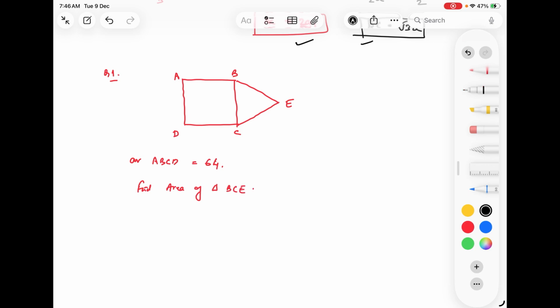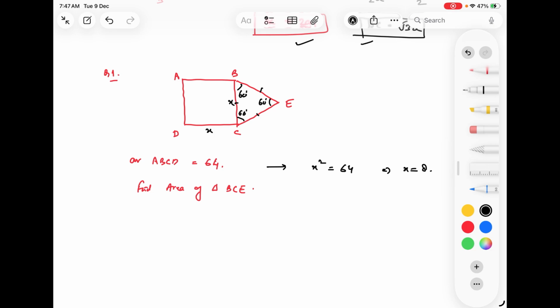Right? So area of ABCD is, if this side is x, then from here we get that x squared is equal to 64. So x is equal to 8. Now these sides are equal because it's an equilateral triangle. Area of BCE, it's an equilateral triangle. Each angle is 60 degrees.